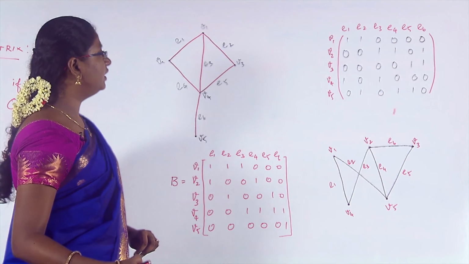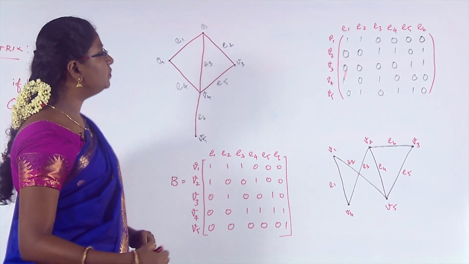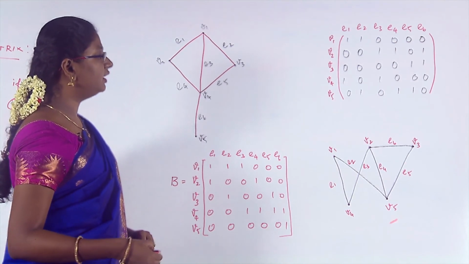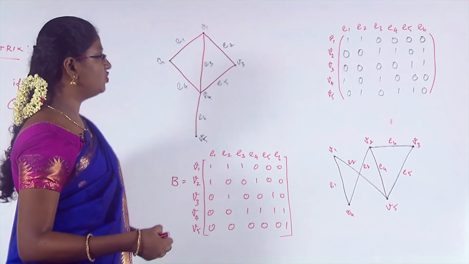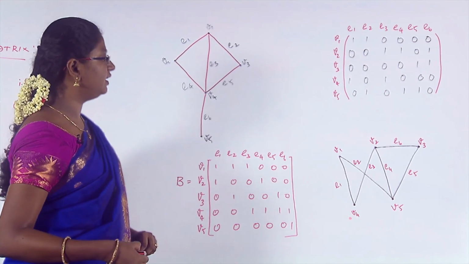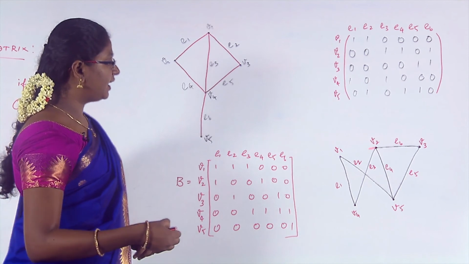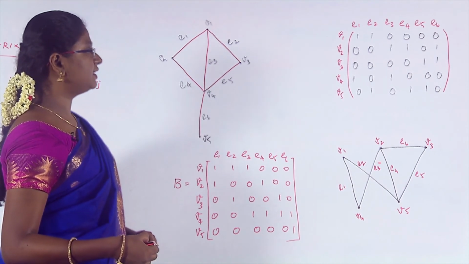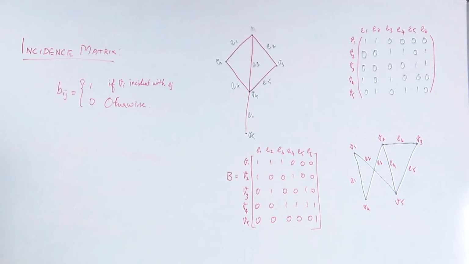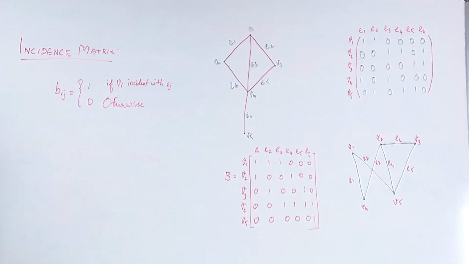So, from here we already converted this incidence matrix to a graph. This is the graph associated with this incidence matrix. We can see here this is a graph consisting of 5 vertices and 6 edges. The order of the incidence matrix is 5 by 6.